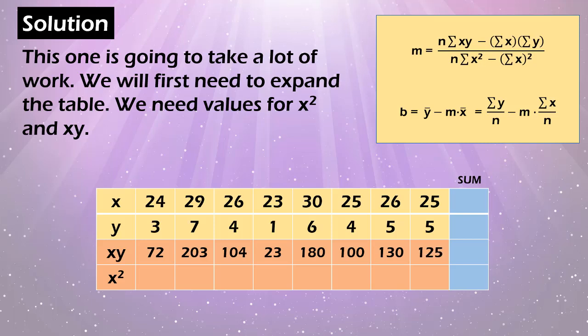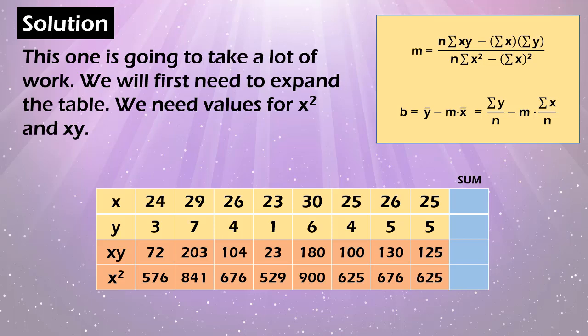For the x squareds, 24 squared is 576. So when x is 29, we square it and we get 841. 26 squared is 676. 23 squared is 529. 30 squared is 900. 25 squared is 625. 26 squared is 676. And 25 squared is 625.